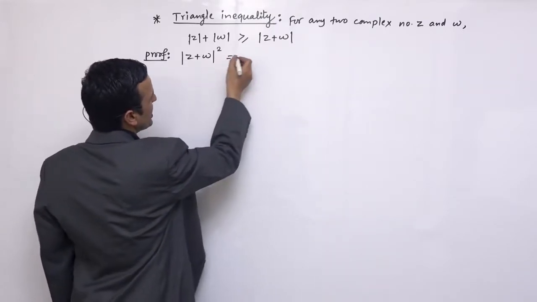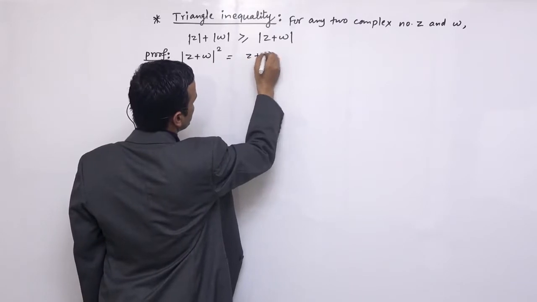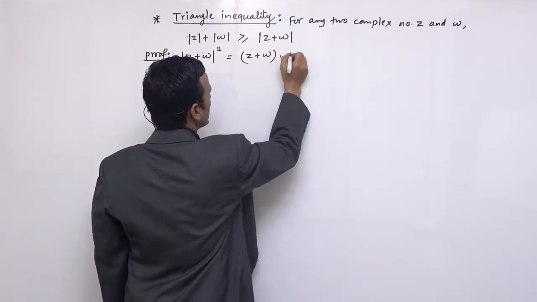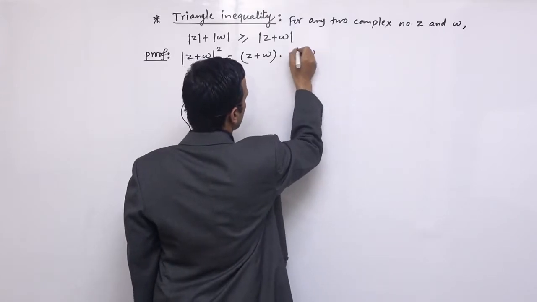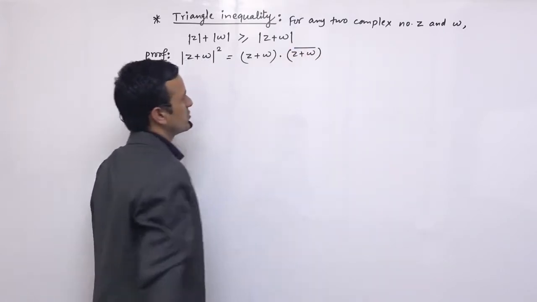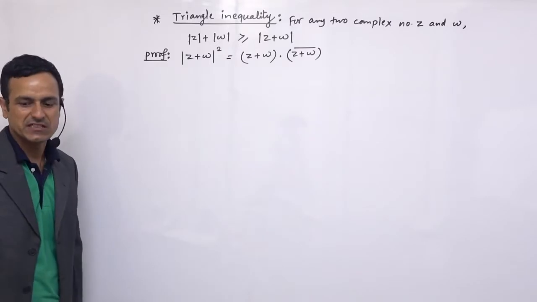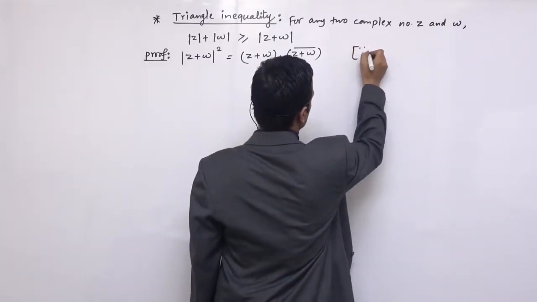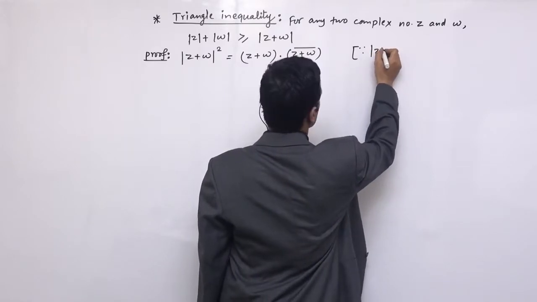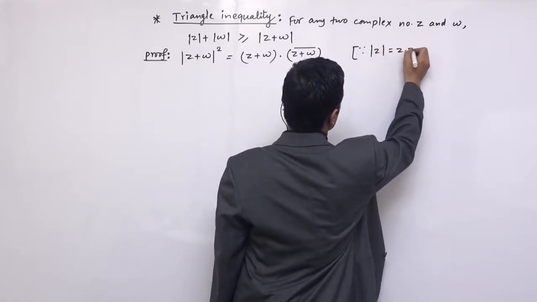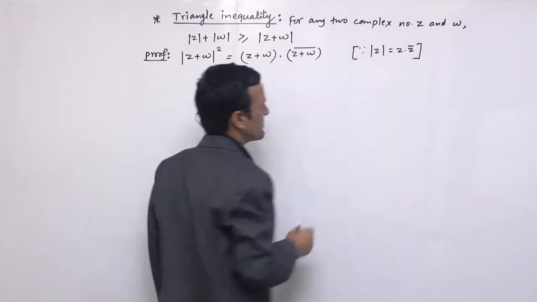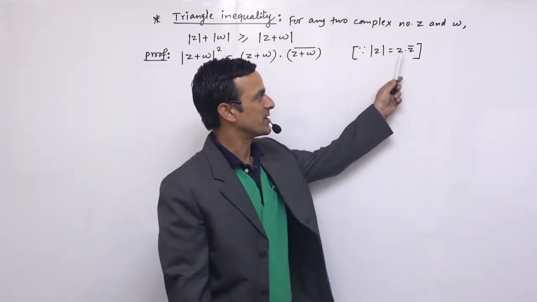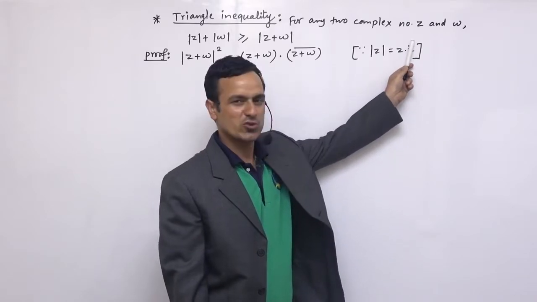So this step can be written like this: (z + w) into (z + w) conjugate. This is our property of complex numbers. If z into modulus z is equal to z times z bar, this is the property. हामीसँग कम्प्लेक्स नम्बर को एउटा यस्तो प्रॉपर्टी छ, मोडुलस z भनेको z times z conjugate.